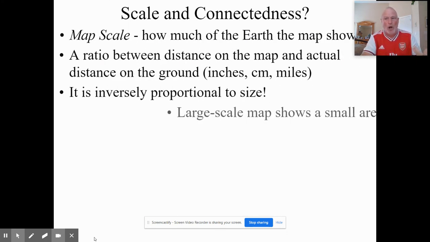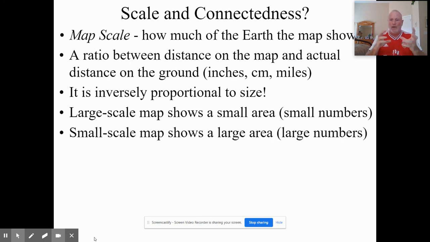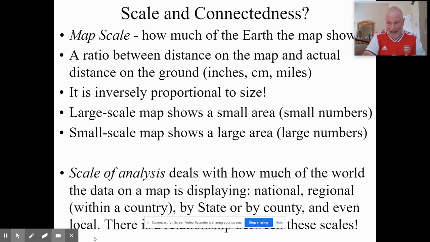Now, there's what we call cartographic scale or map scale, right? And this is where you've got those numbers, 1 inch equals 24,000 inches, or they give you the little graphical description of scale. And you say, oh, my thumb is about 150 miles, and 5 thumbs, how far is that? That's what we mean by map scale. But in this class, we're going to care a lot more about what we call scale of analysis.